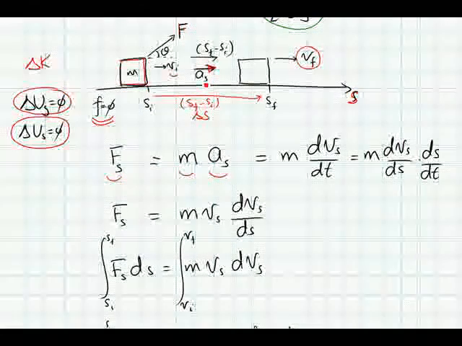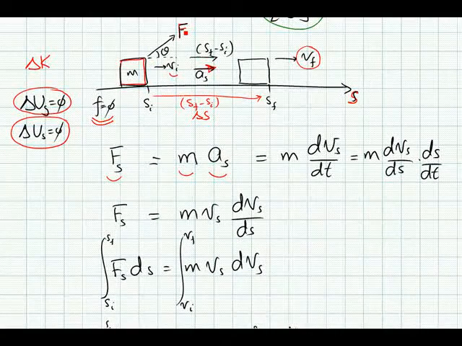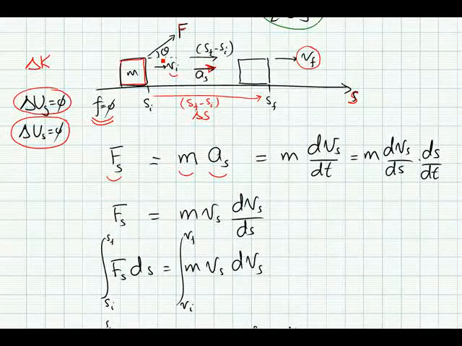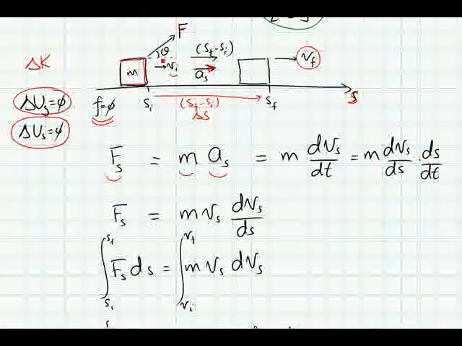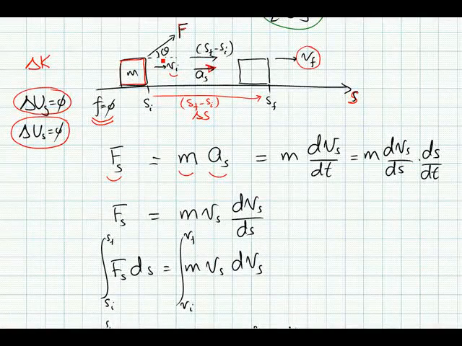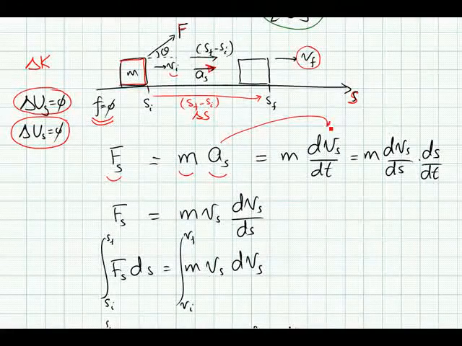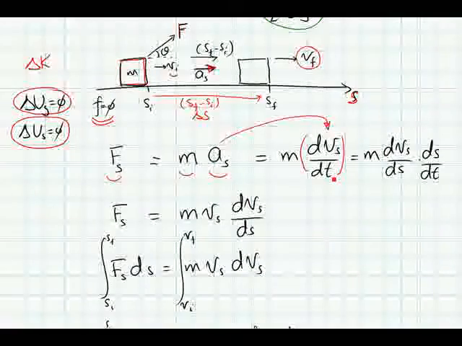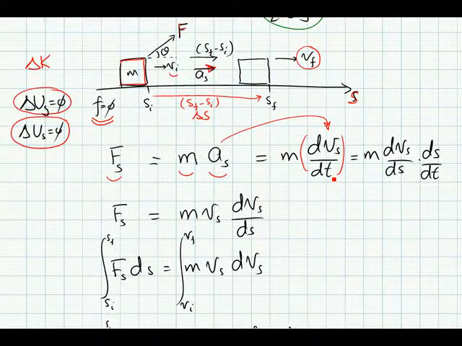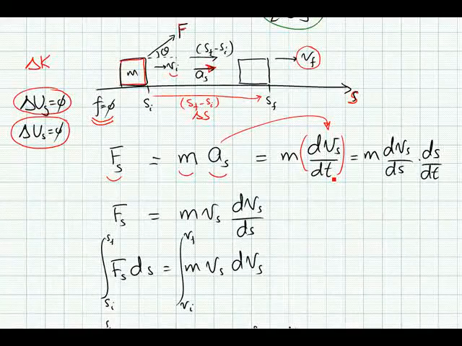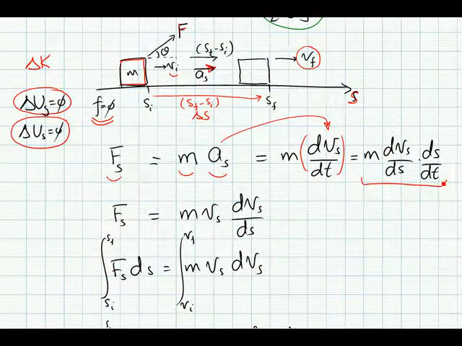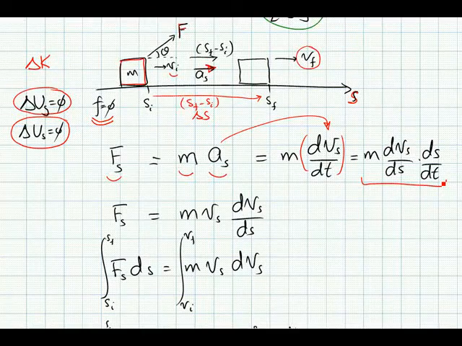Although the force is applied at an angle theta with respect to the s direction, nevertheless the displacement and the resulting acceleration is only along the s direction. Now a_s we can rewrite as the rate of change of v_s over dt, where v_s is the velocity of the object along the s direction. Using the chain rule in calculus, we can rewrite this equation as m dv_s/ds times ds/dt.